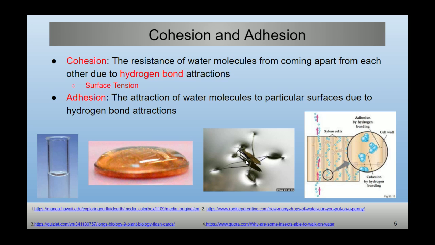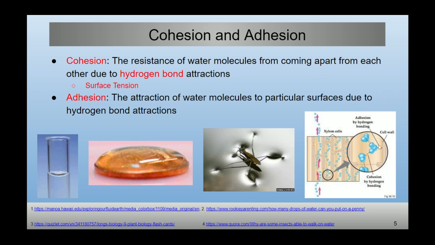Here is a bug that can actually walk on water, and this is due to surface tension. Surface tension is basically the resistance of a water surface to being broken up. When the bug exerts its weight on the water, the surface tension allows it to float on top and not penetrate the surface of the water.